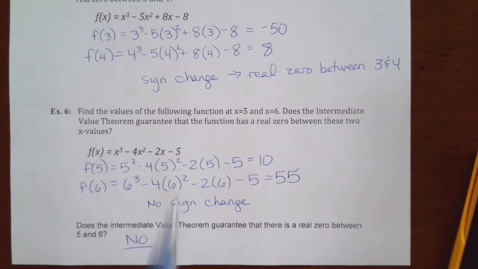So again, you could graph that and you obviously would find where your zeros are, but we know that there won't be one between 5 and 6. Okay? All right, so that's the last thing, the intermediate value theorem.